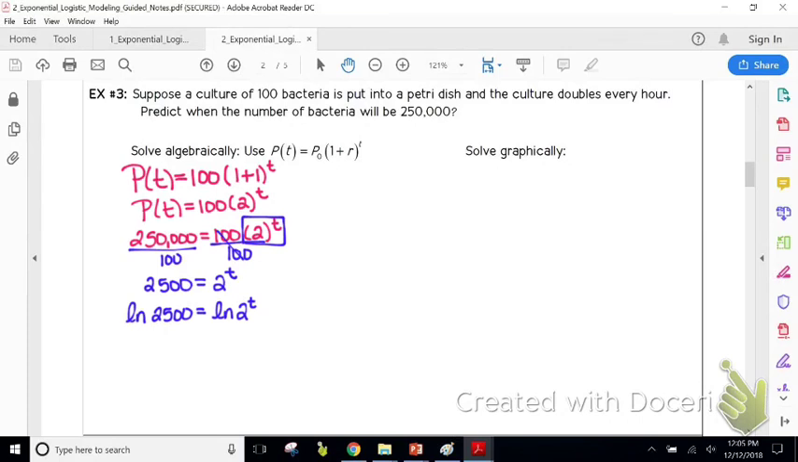Now, it doesn't really look like it helped me any, does it? My T is still in the exponent, isn't it? But with logarithms, we have this rule that if you have an exponent, it can bounce back to be the coefficient in front of its log. Or vice versa. If I had a number in front of the log, I can make it bounce as an exponent. Because we logged both sides, what you do to one, you do to the other, now I can rewrite this as the natural log of 2,500 equals T times the natural log of 2.